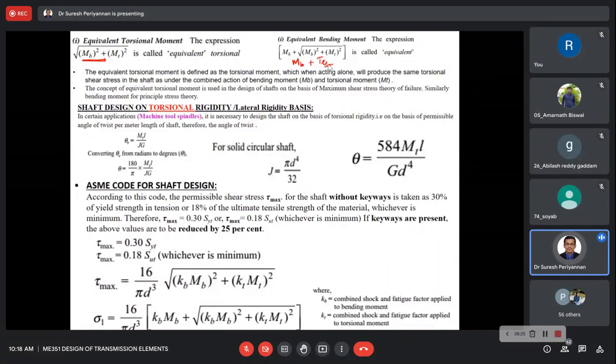Okay. Now see here, equivalent torsion moment. Just let's briefly discuss equivalent torsion moment.